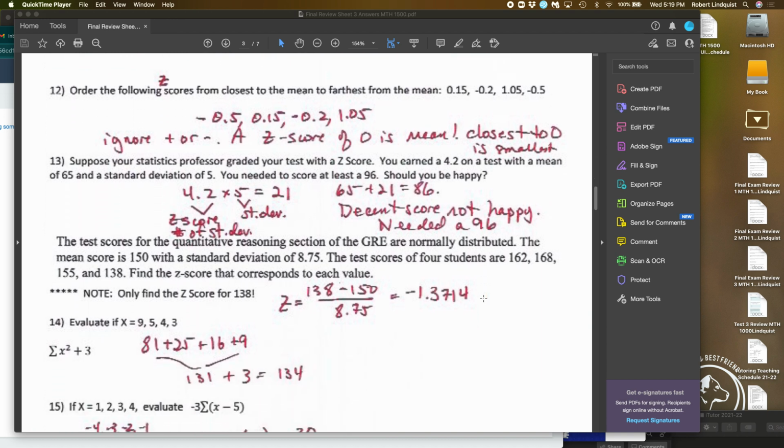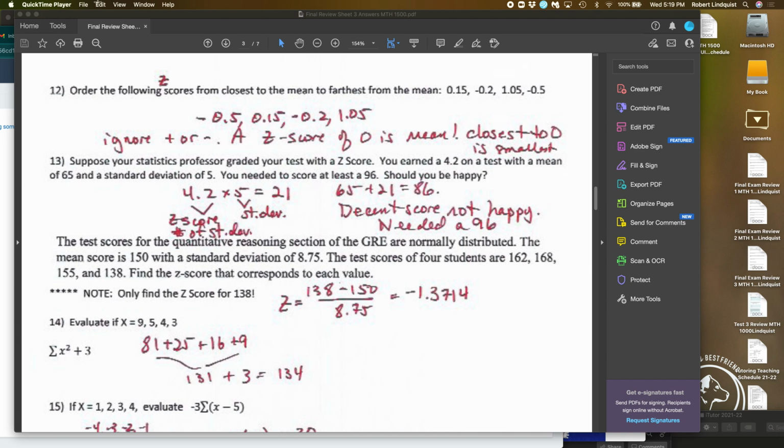Okay, number 12. Order the following z-scores. Your sheet will say z-scores. Mine didn't. I had to go back, edit them, and reload the sheets for you. Order the following z-scores from closest to the mean to furthest from the mean. The closest score to the mean is negative... I can't believe I thought that was negative 0.05.